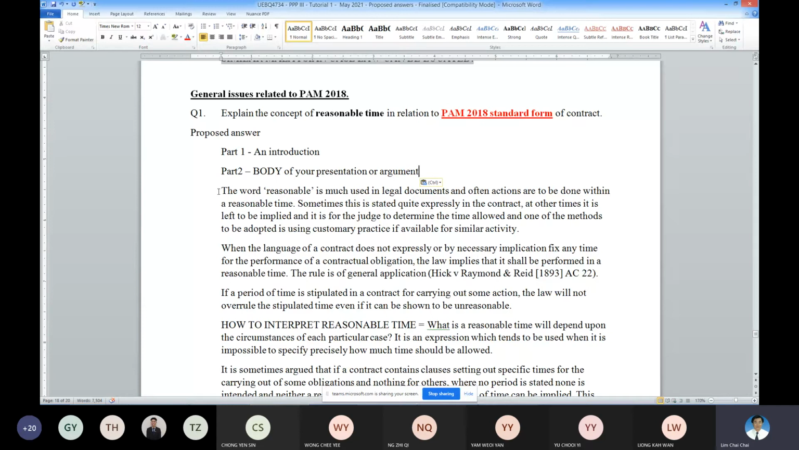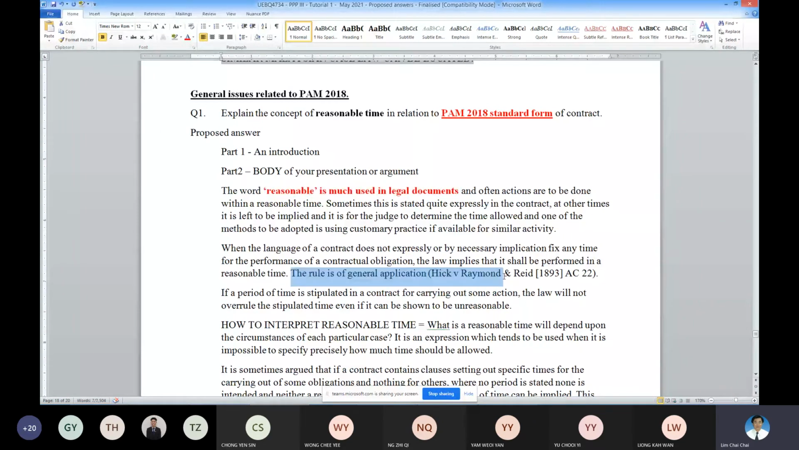The word reasonable is not your dictionary meaning. It has to be the legal meaning. In order to get the legal meaning, where do you get it from? This legal meaning is taken from case law, which tells you what reasonable means. So what is reasonable is this.